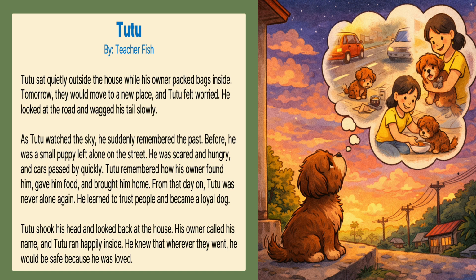As Tutu watched the sky, he suddenly remembered the past. Before, he was a small puppy left alone on the street. He was scared and hungry, and cars passed by quickly. Tutu remembered how his owner found him, gave him food, and brought him home. From that day on, Tutu was never alone again. He learned to trust people and became a loyal dog.